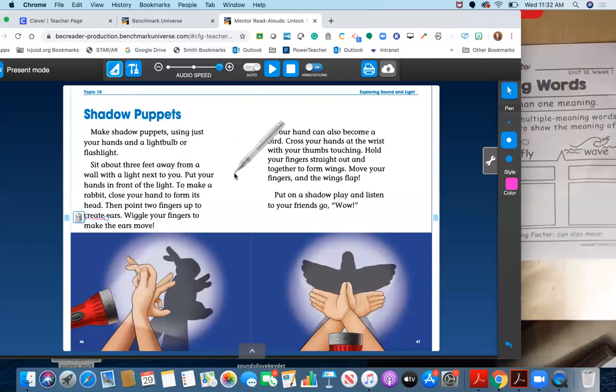Let's try another one. In the last sentence, it says, wiggle your fingers to make the ears move. Let's look at context clues to figure out what wiggle means, in case you didn't know. Let's read the whole sentence. Wiggle your fingers to make the ears move. Let's make a guess. What would wiggle mean? Replace the word wiggle with the word that you're thinking of.